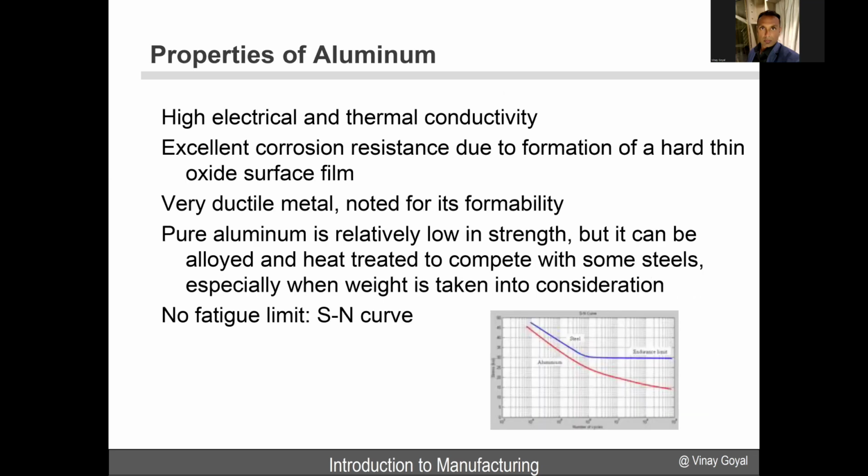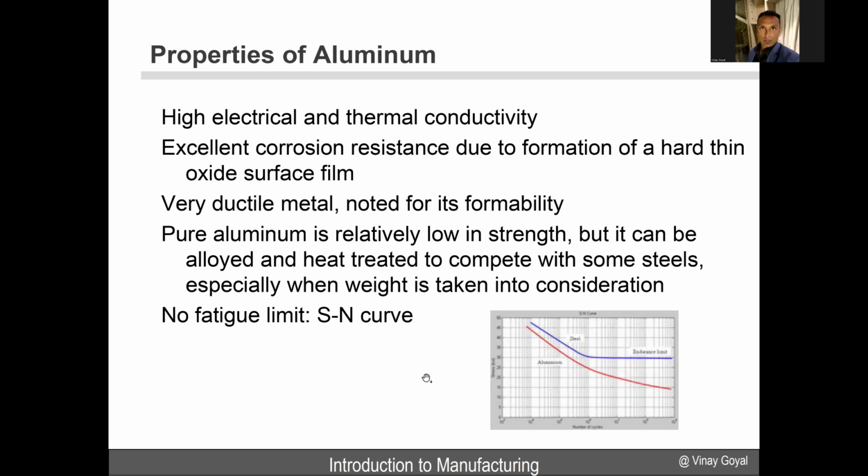So what are the properties of aluminum? They have very high electrical and thermal conductivity. That's one thing. Excellent corrosion resistance, and a very ductile metal, which is very nice for forming. And pure aluminum tends to be very low strength, which is why you need to alloy and heat treat it so it can compete with steels. Otherwise, it will give you lower performance.